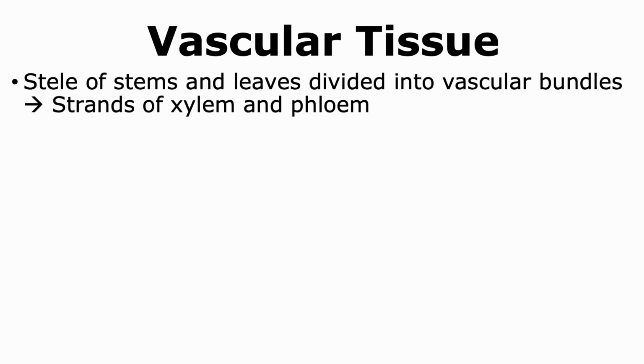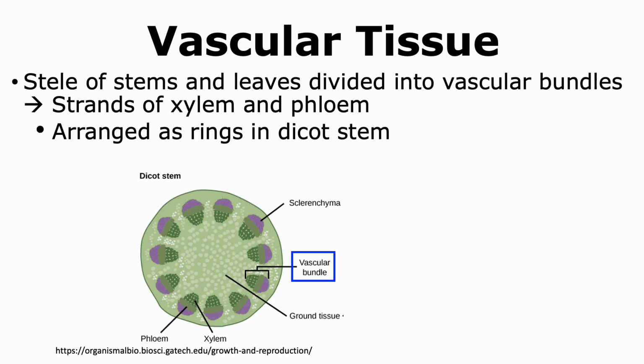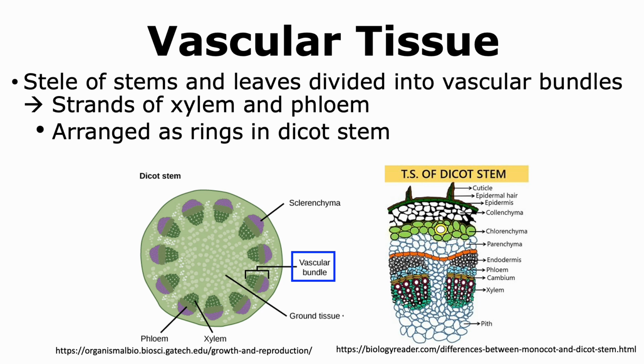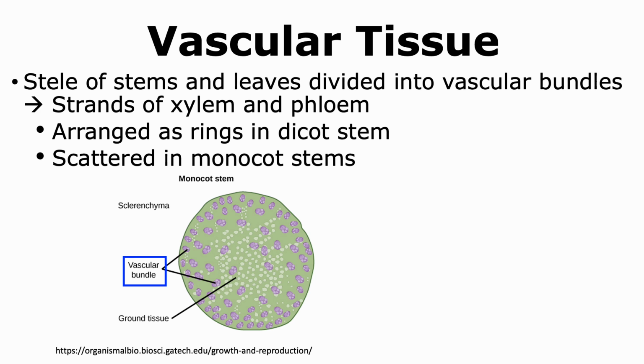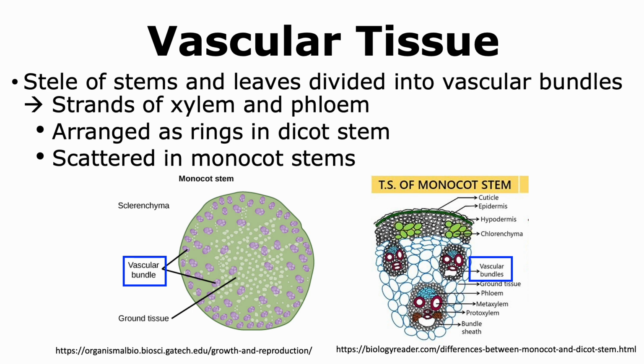The vascular tissues in stems and leaves are divided into vascular bundles. The vascular bundles are strands of xylem and phloem. In the case of dicot plants, the vascular bundles are arranged as rings in the stem. When we look at them more closely, we can observe that the xylem is usually always facing inwards, while the phloem is facing outwards. In the case of monocot stems, the vascular bundles are not arranged in any particular shape. They are scattered throughout the monocot stems. When we look at them more closely, they look like faces.